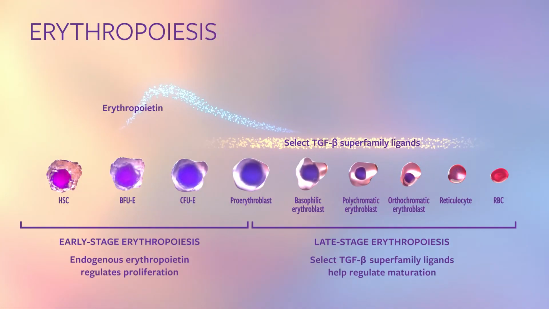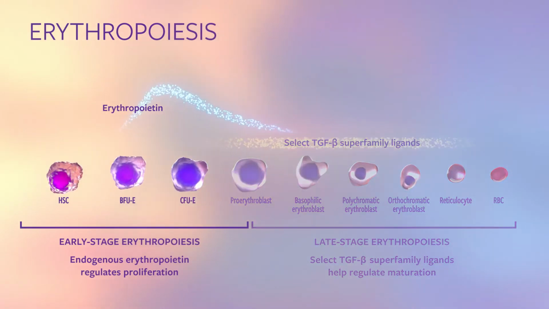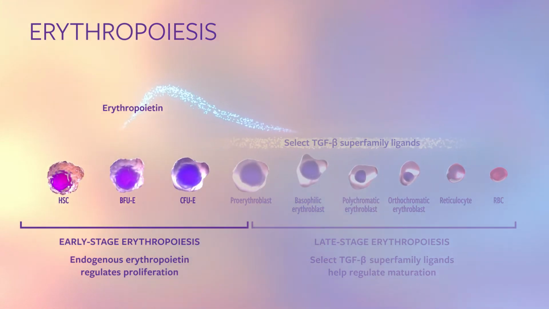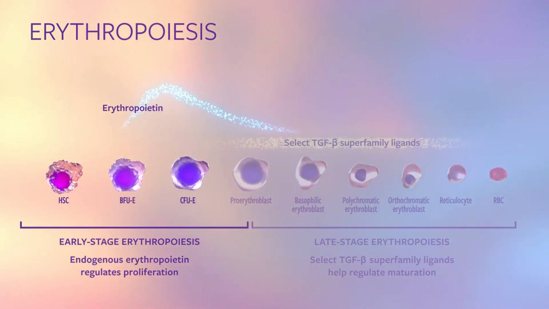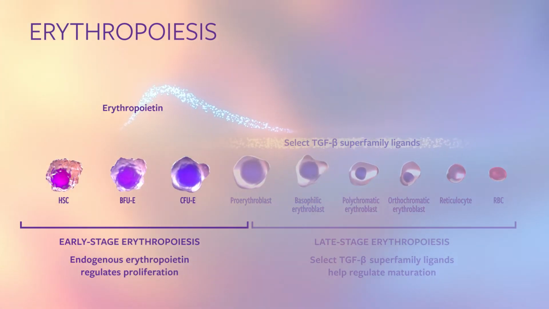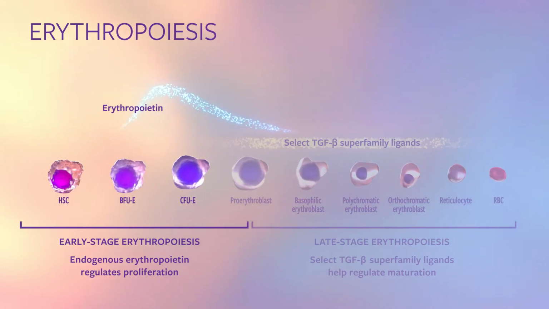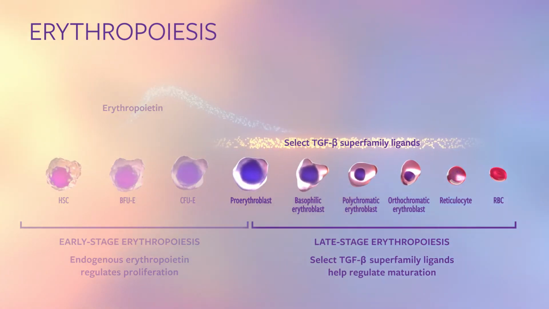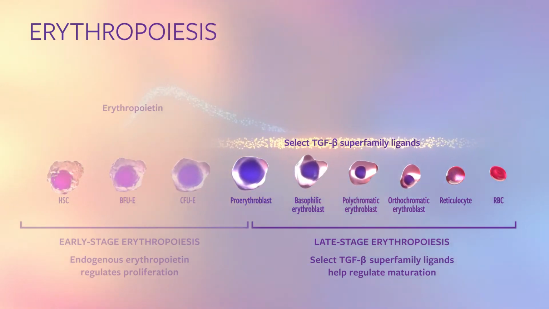Erythropoiesis is regulated by transcription factors and cytokines, whose roles vary throughout the process. One of the major cytokines involved in early-stage erythropoiesis is endogenous erythropoietin, or EPO. EPO regulates proliferation through stimulation of erythrocyte precursors. While EPO is required for proliferation of erythroid progenitors, cells become less dependent on EPO as they differentiate and erythropoiesis progresses. In late-stage erythropoiesis, select transforming growth factor beta, or TGF-beta, superfamily ligands play an important role in regulating maturation.